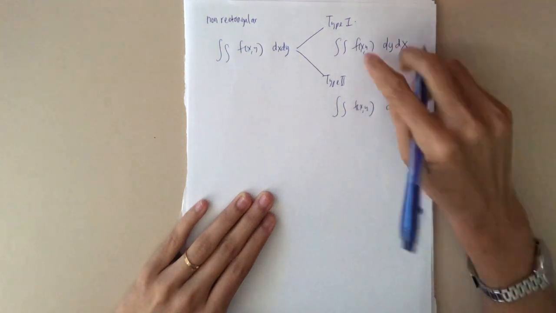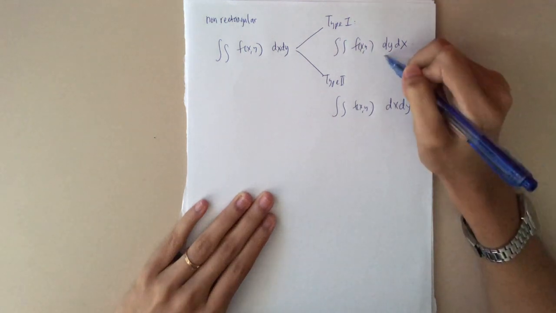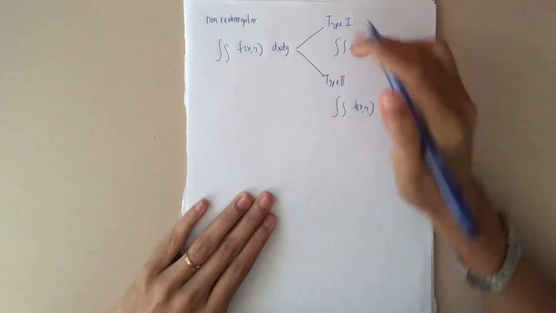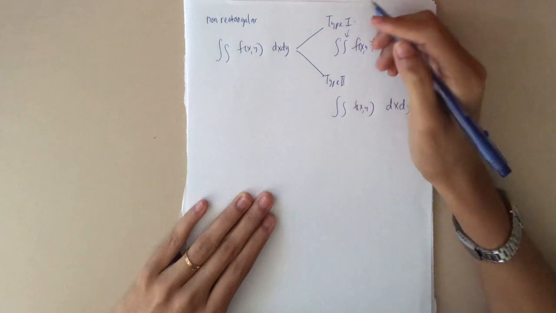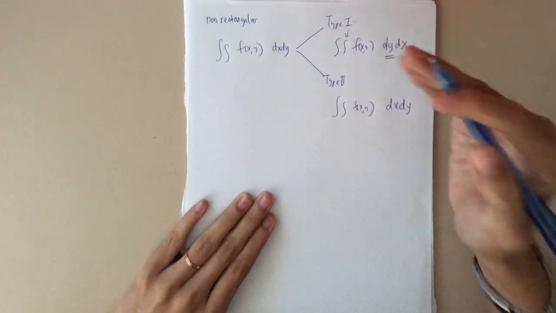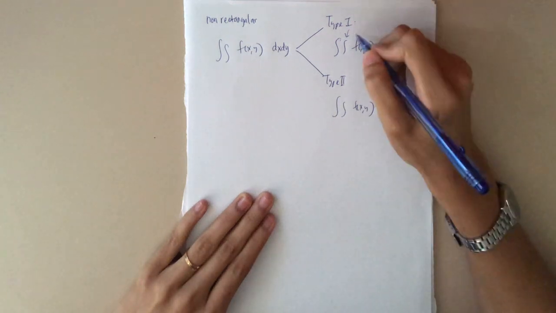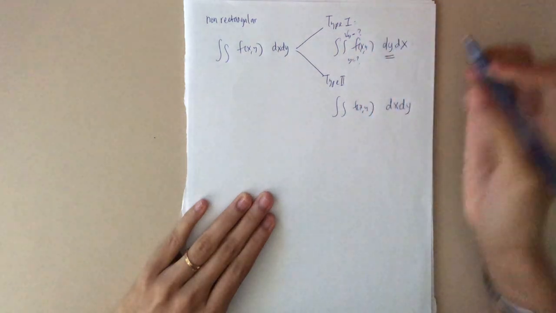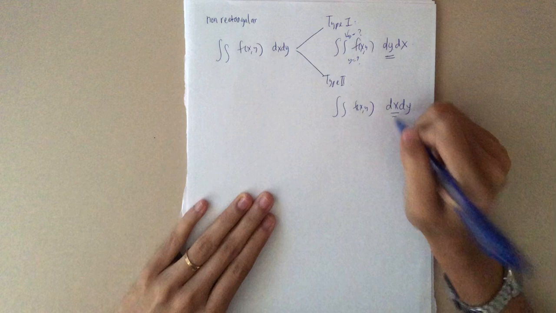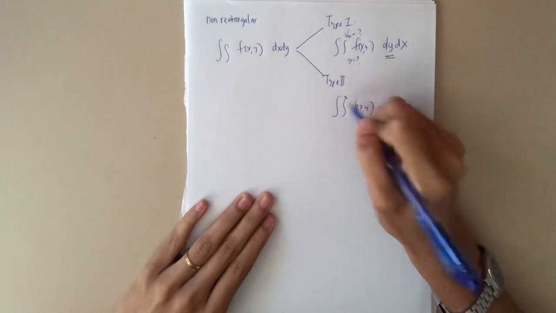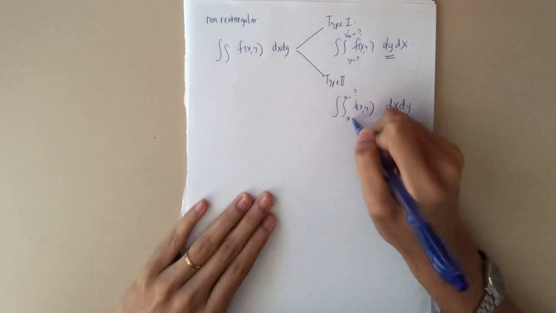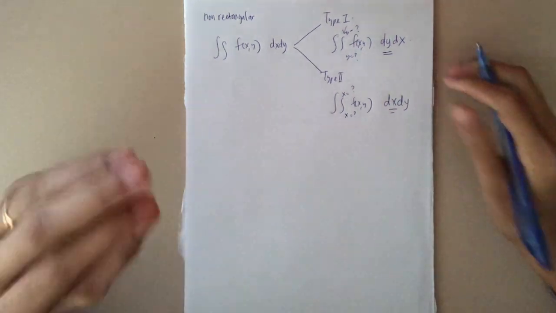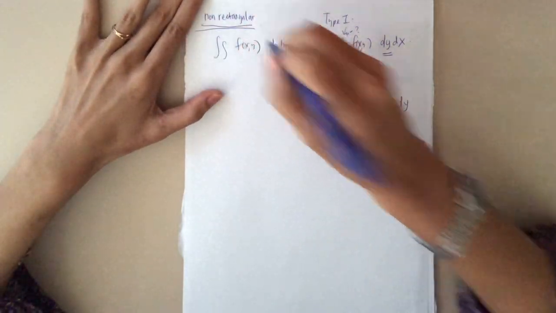Now for the limit, you can see that this is y, so this limit is for y. That means y equal to something. And this one is x, so this limit is for x, x equal to something. So for non-rectangular, the keyword here is non-rectangular.